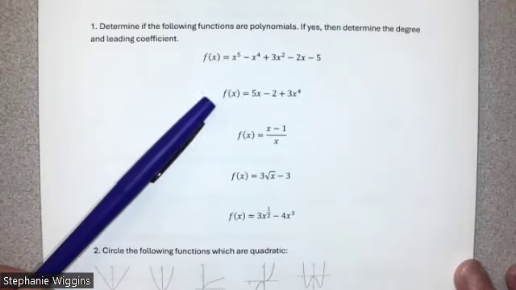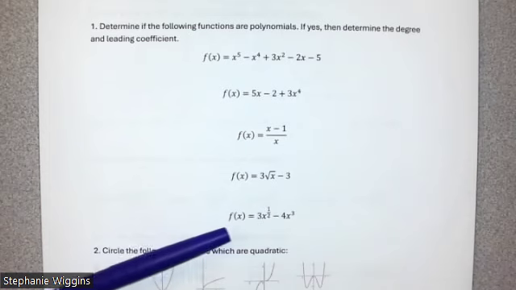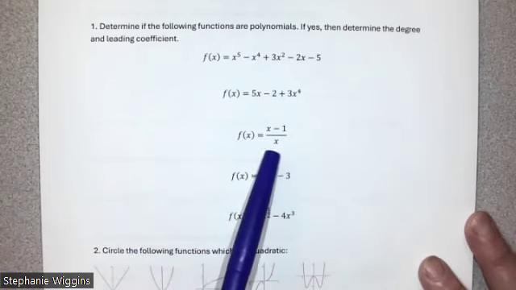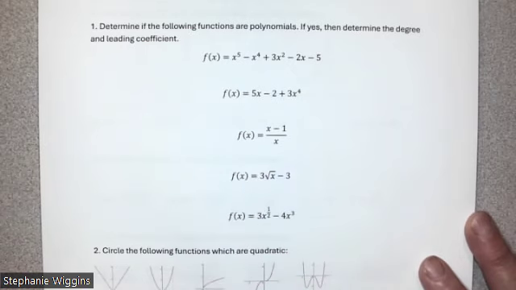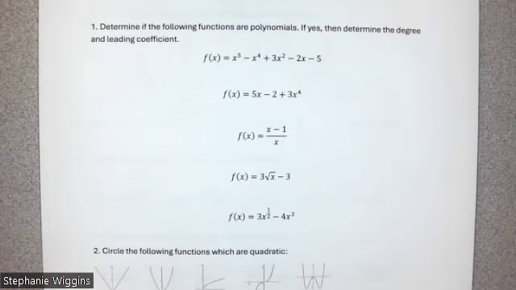We see that here, and the other examples here are not polynomials because here we have an x in the denominator. That's a rational function. You have a polynomial in the numerator and a polynomial in the denominator. Here we have an x under the radical, and here we have x to the power of 1/2. Polynomials have integer powers that are positive integers or 0.